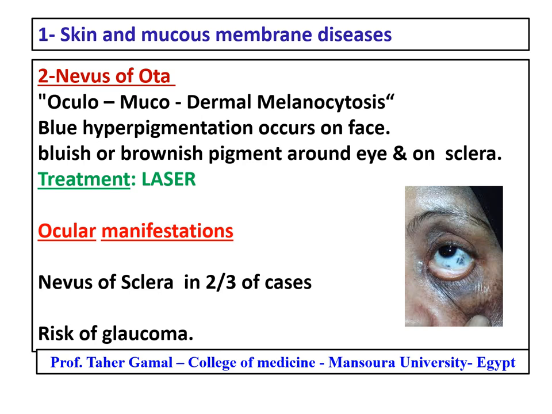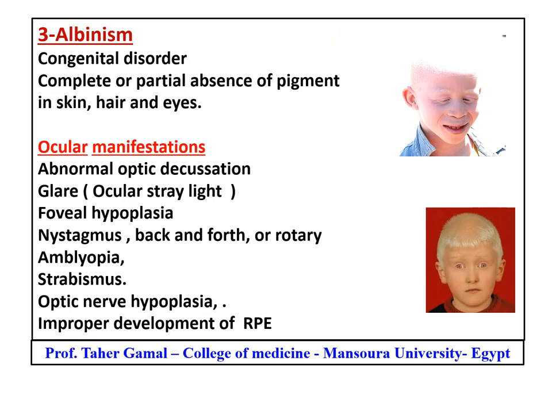The ocular manifestation: the nevus of the sclera in two-thirds of the cases of this disease. There is a risk of occurrence of secondary glaucoma.